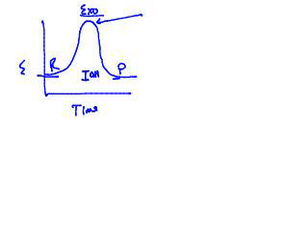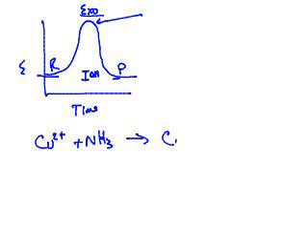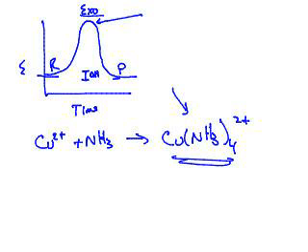Coordination compounds, that's a complex ion. So if I've got copper 2+ plus ammonia, it makes Cu(NH3)4 2+. That's called the coordination compound, or sometimes the complex ion or coordination compound, same thing.